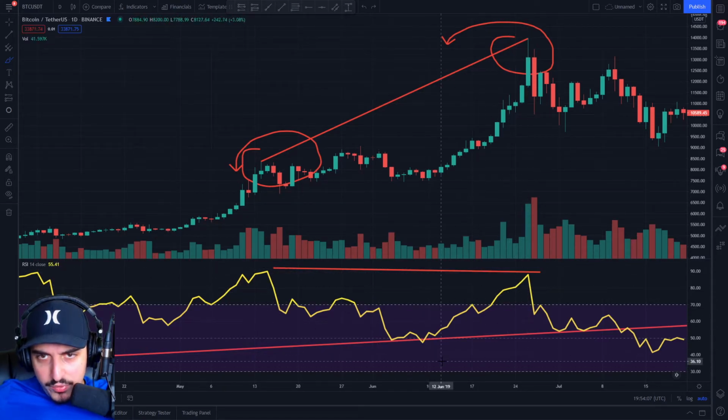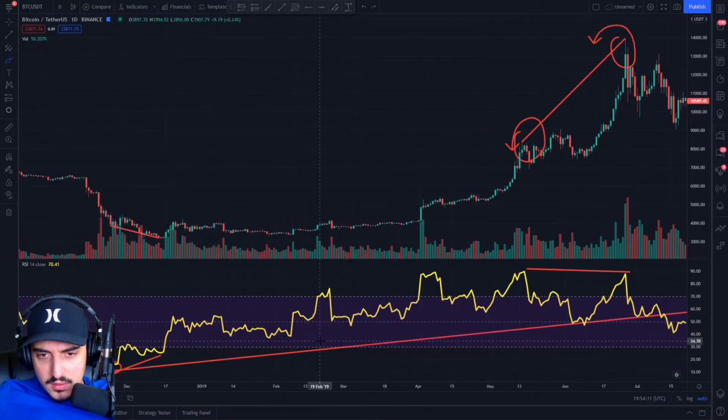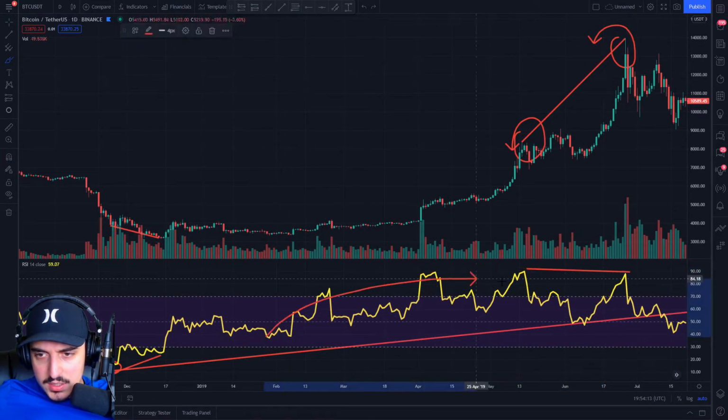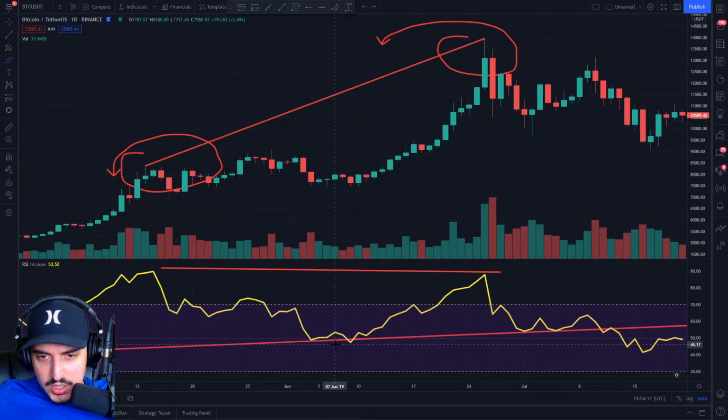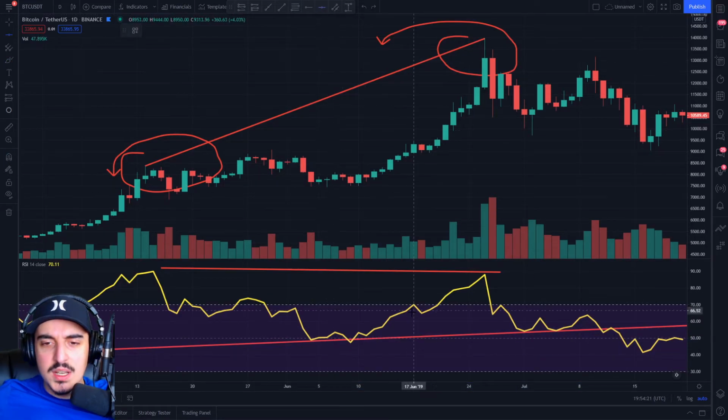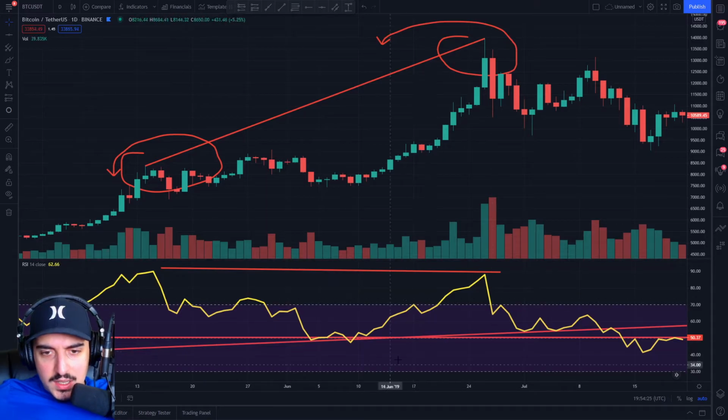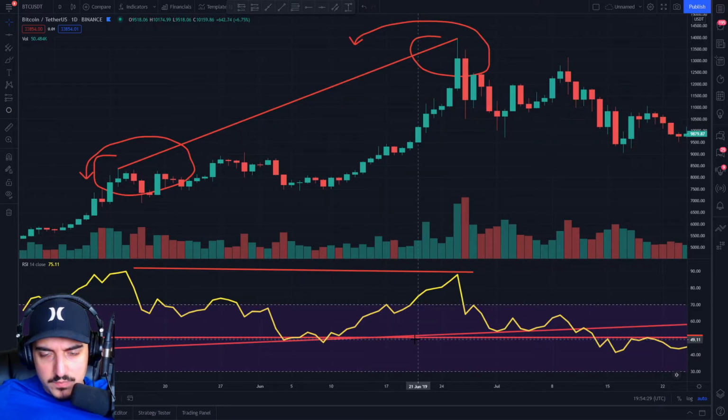And this divergence got confirmed with an M like this, right? So technically that M actually came in by the time we broke below this level. And that level is the 50% level. And on the RSI indicator, the 50% level is our support or resistance zone, okay?